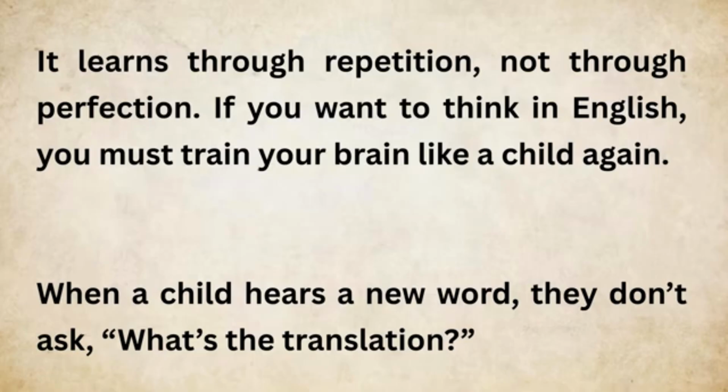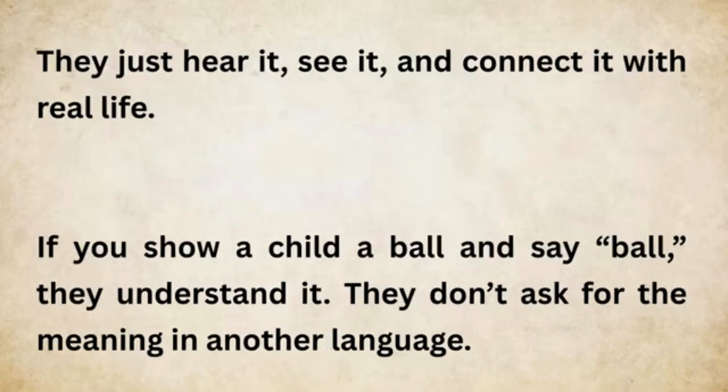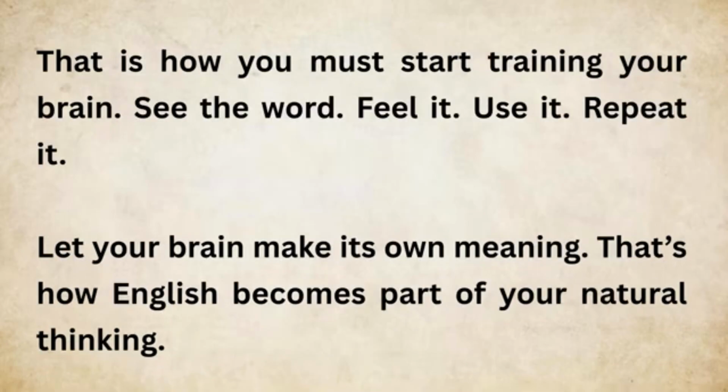When a child hears a new word, they don't ask, "What's the translation?" They just hear it, see it, and connect it with real life. If you show a child a ball and say ball, they understand it. They don't ask for the meaning in another language. That is how you must start training your brain. See the word, feel it, use it, repeat it. Let your brain make its own meaning.